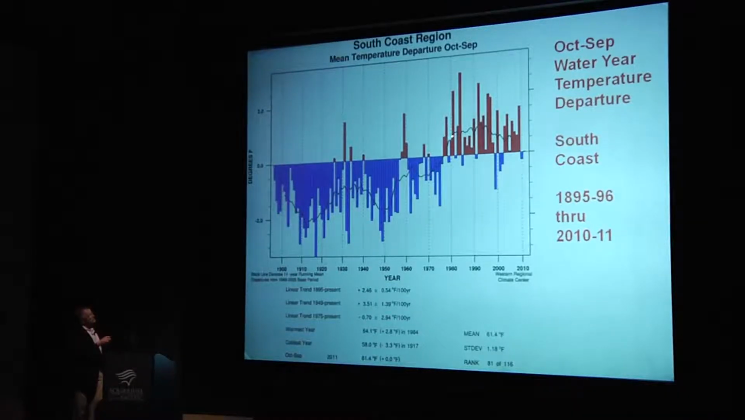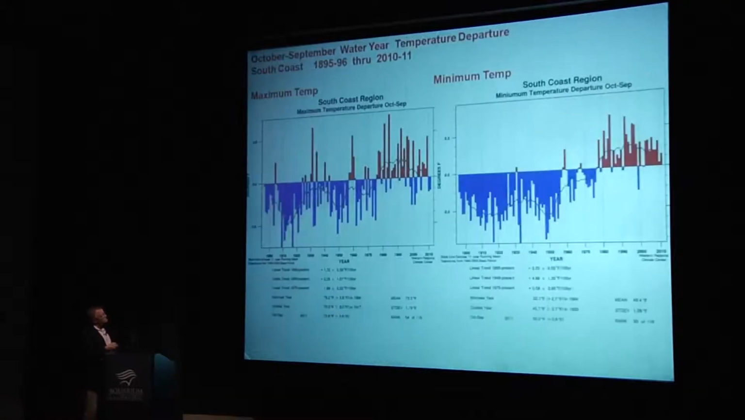And starting around the 80s, we started to see a lot of warm years. They've kind of leveled out, and in fact, last year, and you can barely see it there, is the most recent year right there, is practically equal to the long-term mean. It cooled off in the last couple of years. So this is the South Coast.